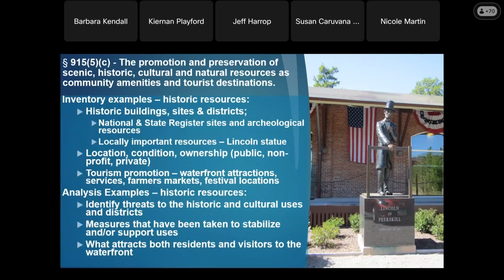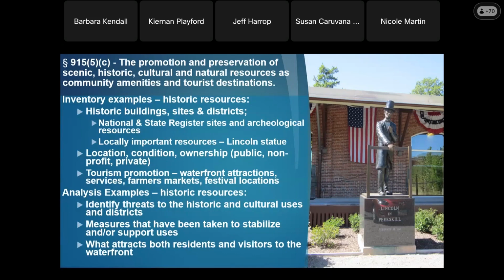In 915C, it identifies the promotion and preservation of scenic, historic, cultural, and natural resources as community amenities and tourist destinations. So in this section, the community will promote and preserve scenic, historic, cultural, and natural resources for the benefit of the community and visitors.